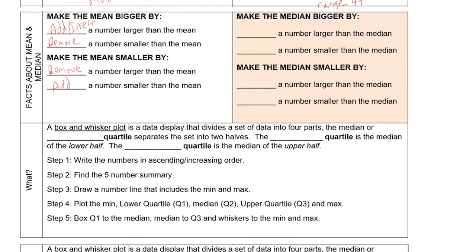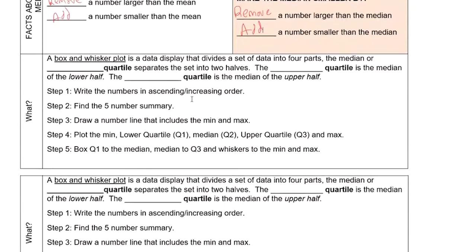All right, let's take a look at making the median bigger. Again, you can add a number larger than the median, and that will make the median larger, or you can remove a number smaller than the median, and that'll make the median larger as well. And vice versa, to make it smaller, you remove a number larger than the median, or you add a number smaller than the median.